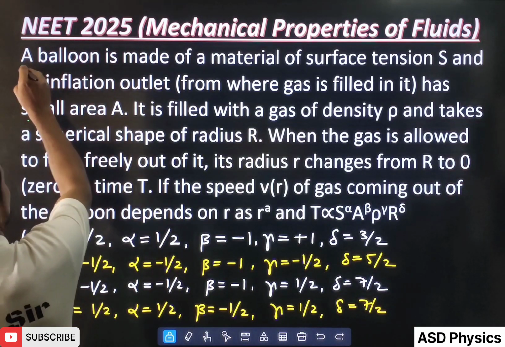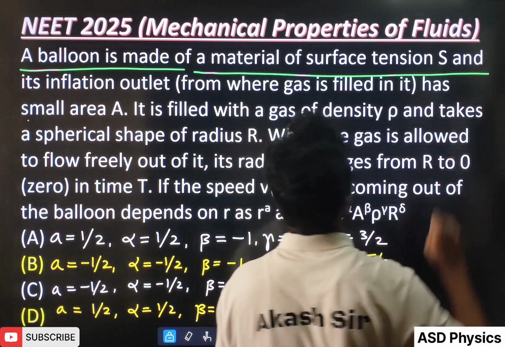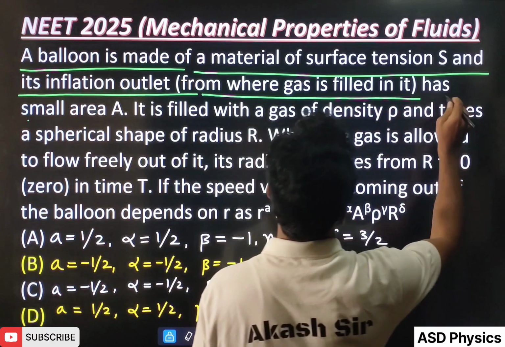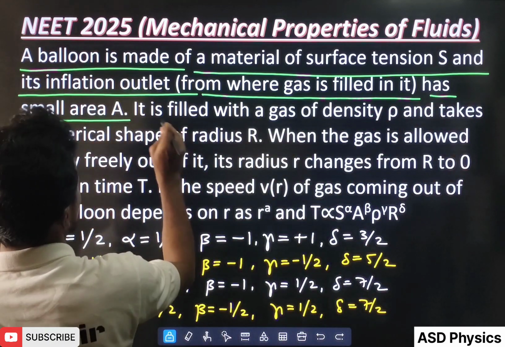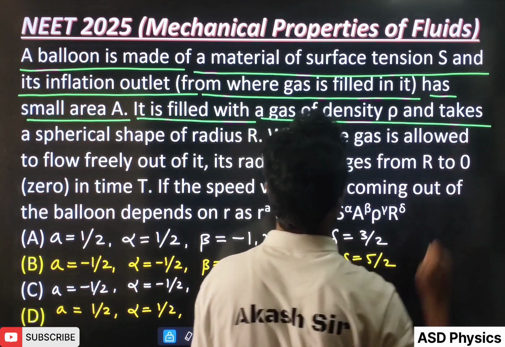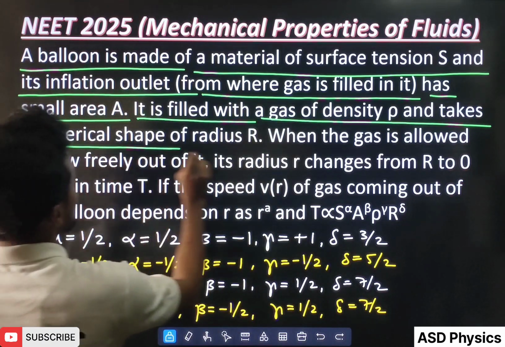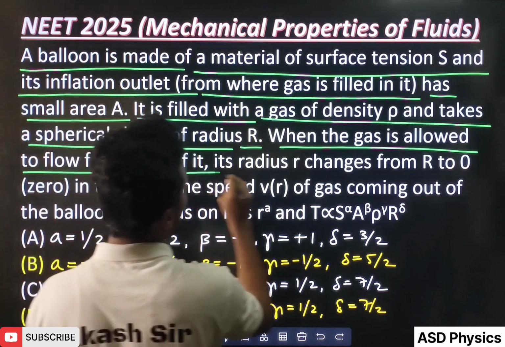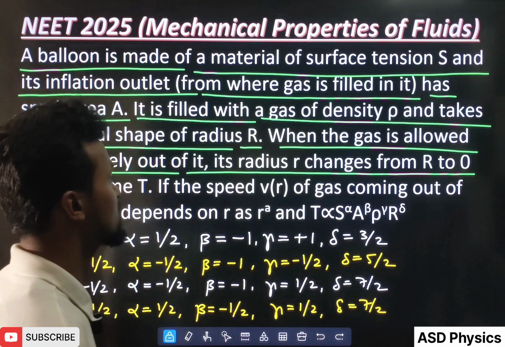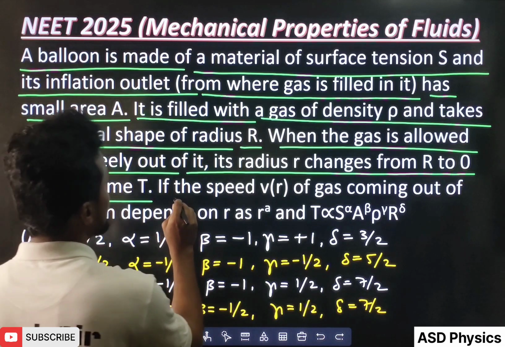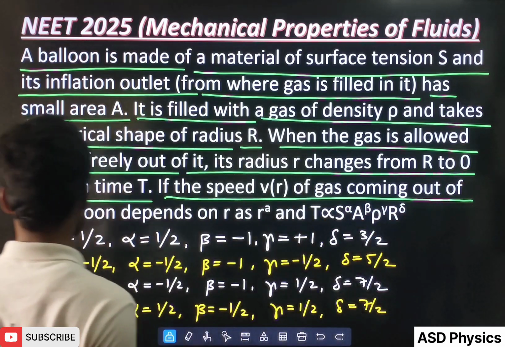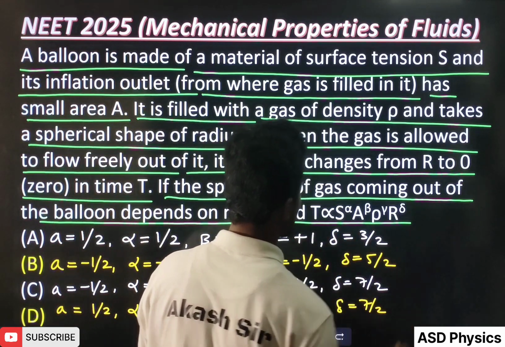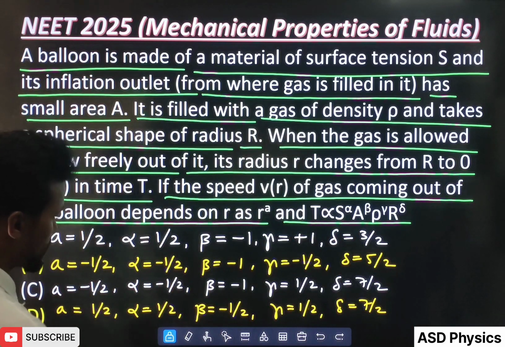The first question: a balloon is made up of a material of surface tension S, and its inflation outlet from where gas is filled in it has a small area A. Now, it is filled with a gas of density rho and takes a spherical shape of radius r. When the gas is allowed to flow freely out of it, its radius small r changes from capital R to 0 in time t. If the speed of gas coming out of the balloon depends on r as r to the power a, and this is given here, and here they are asking which options are correct.